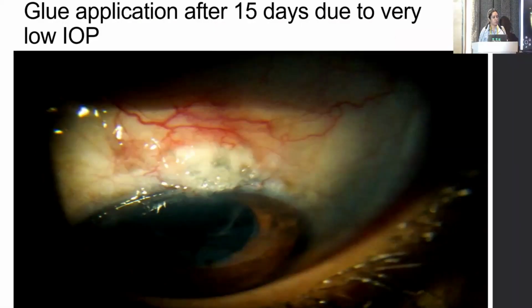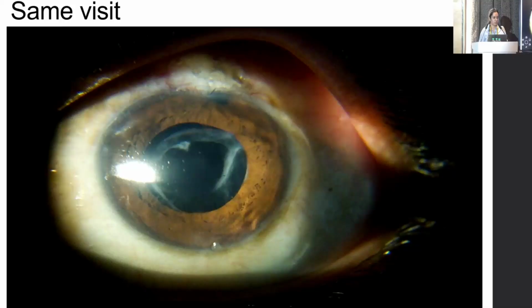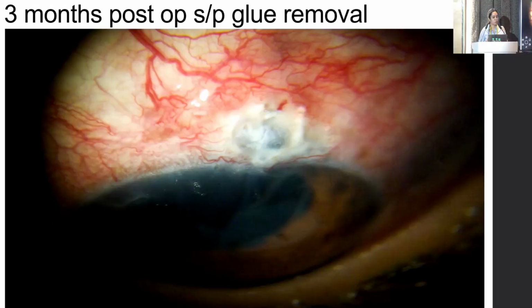After 15 days of follow-up, the patient presented with very low IOP and Seidel's was slightly positive. So we applied cyanoacrylate glue at the site of scleral patch grafting to maintain the anterior chamber, as the anterior chamber was well formed at this presentation, as we can see in the picture. 3 months post-operatively, status post glue removal, this was the picture of the patient.